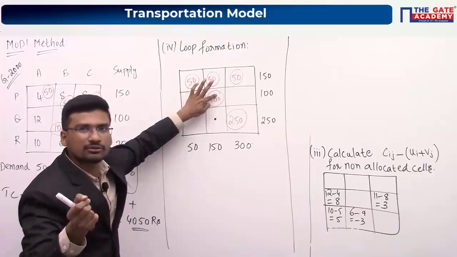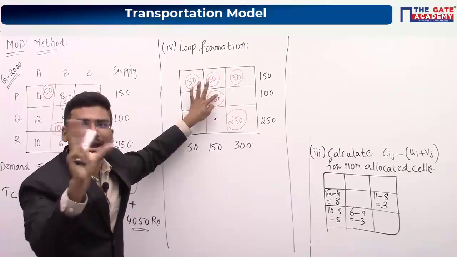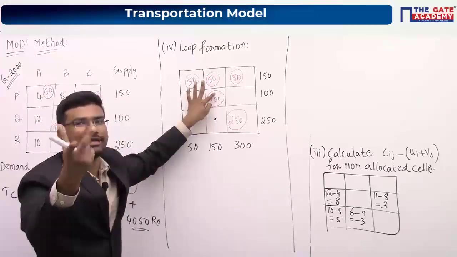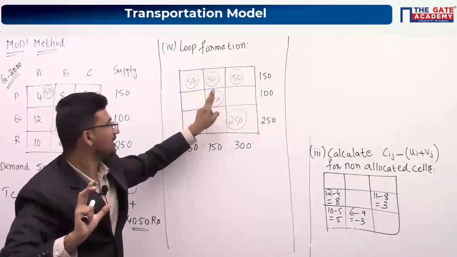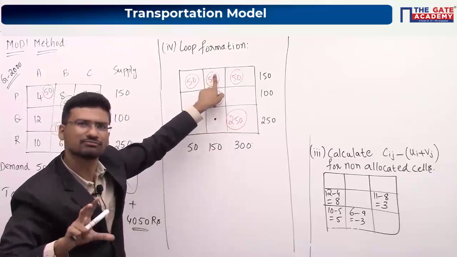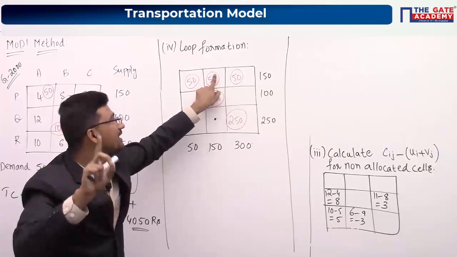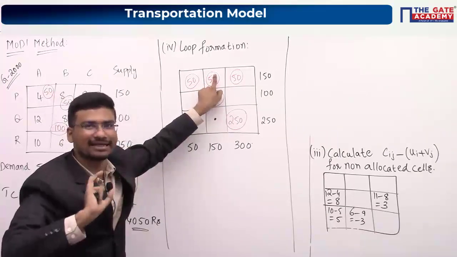What I have told you is that a loop can take a turn in allocated cells. It is not mandatory: in an allocated cell, you may take a turn or you may not take a turn. That is your wish. Maybe you can bypass this allocated cell and go to this particular cell also. But whenever you take a turn, you have to take it in the allocated cells only. In non-allocated cells, you cannot take a turn.